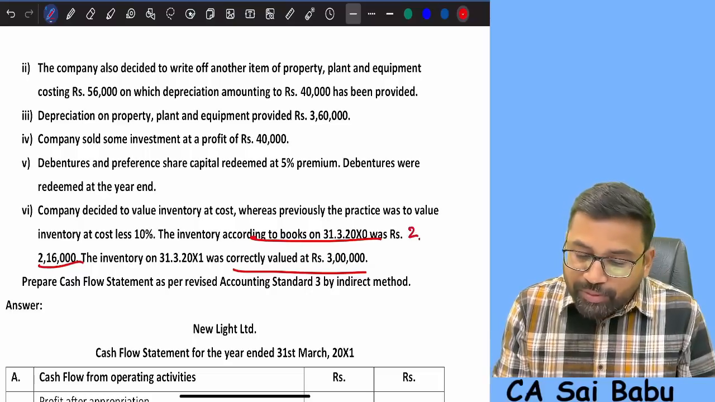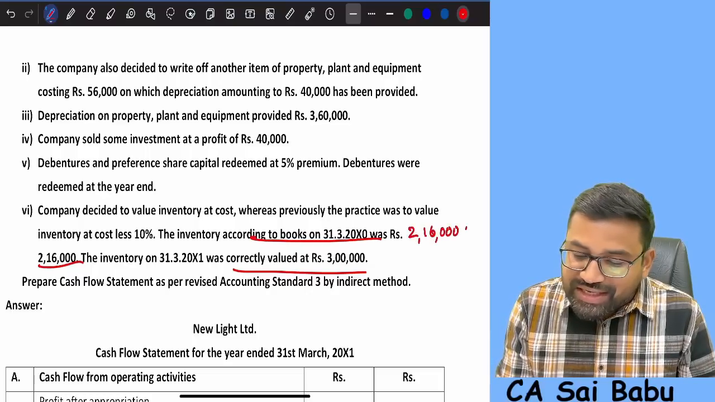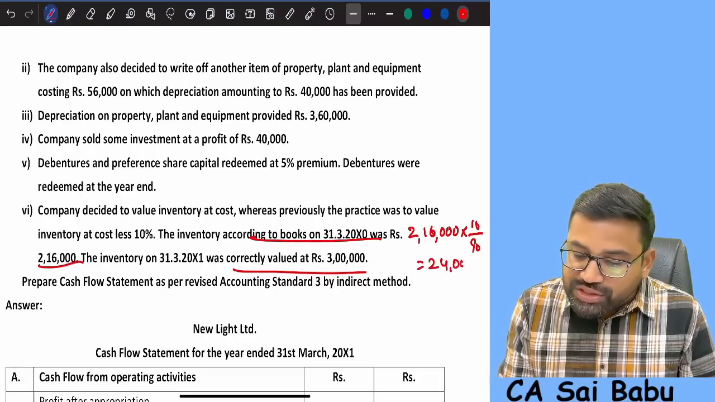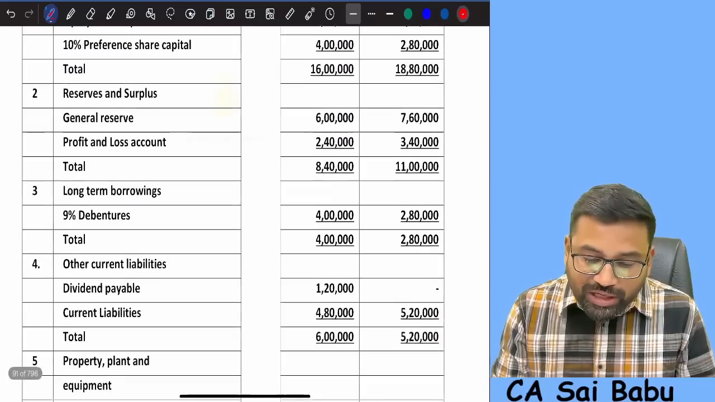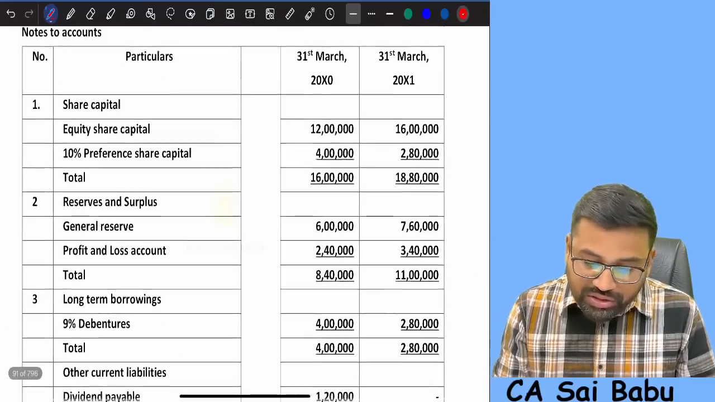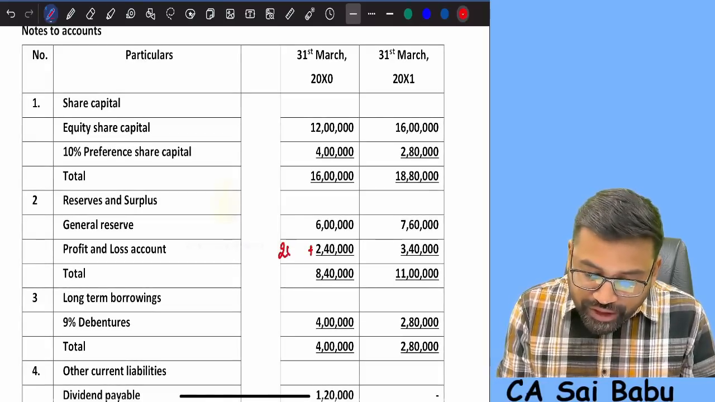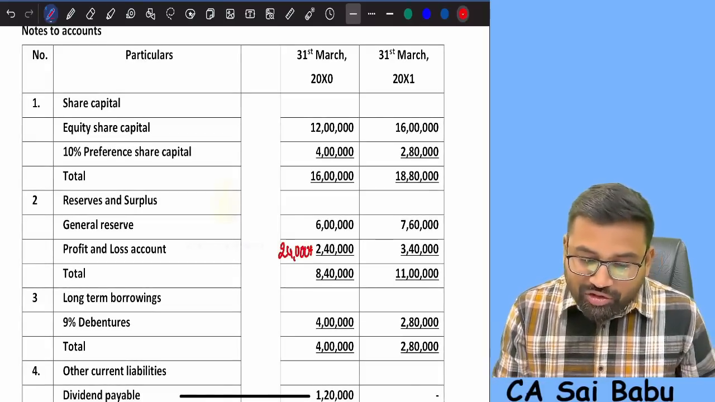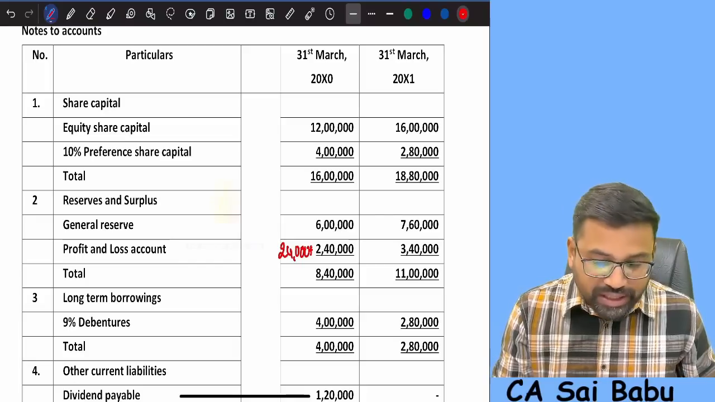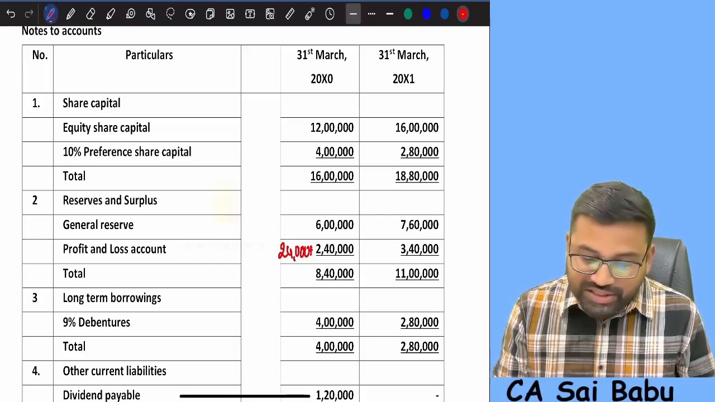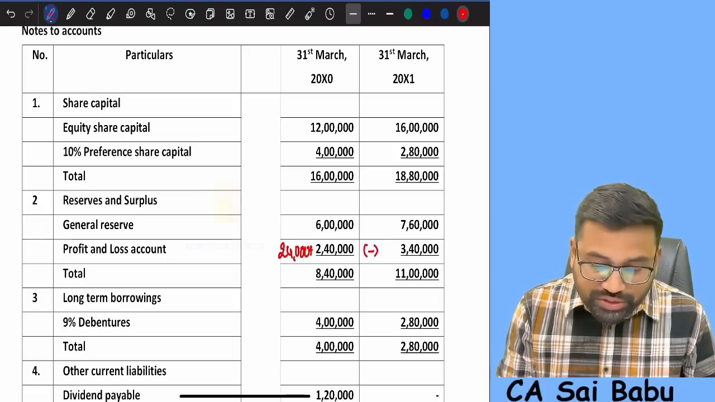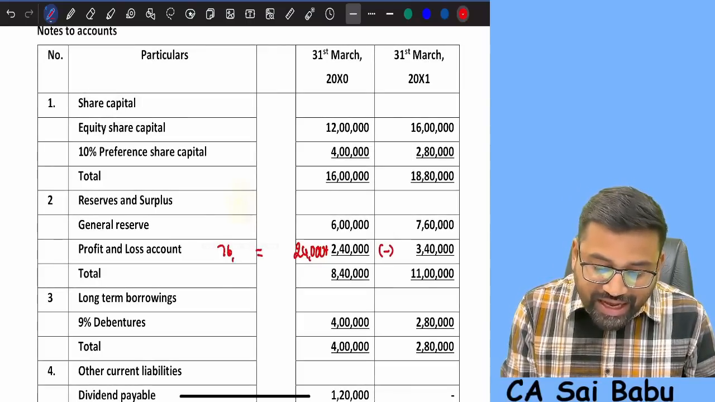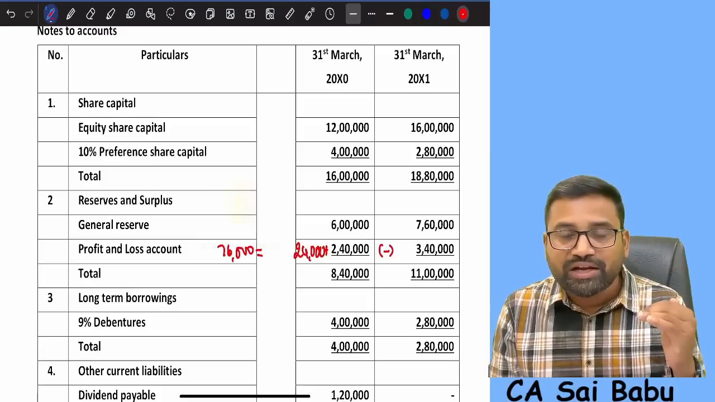Now, if I make a proper valuation, this 2,16,000 is at 90. I need to increase another 10%. So it will be 24,000. So therefore, if I increase my opening stock by 24,000, my opening P&L account balance will also increase by 24,000. So therefore, what I need to do? My opening P&L account balance is 2,40,000 plus 24,000. It will be 2,64,000. 3,40,000 minus 2,64,000, so 76,000 I need to consider as the difference between closing P&L and opening P&L.